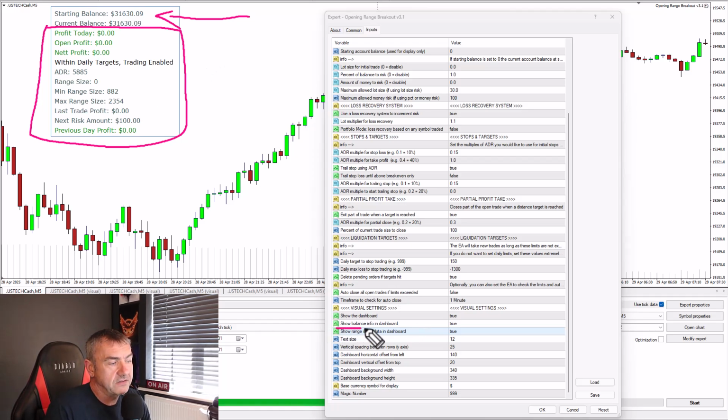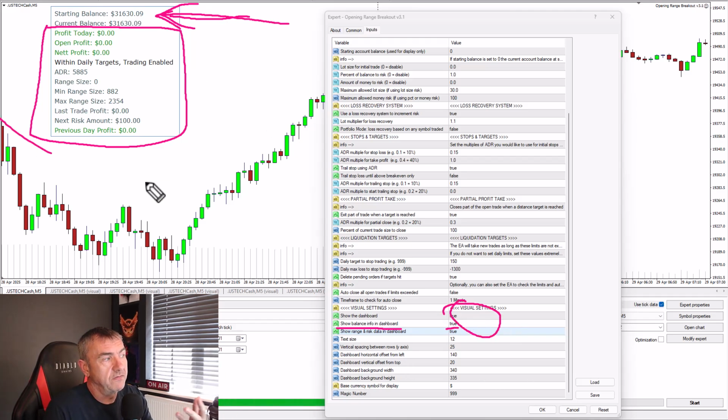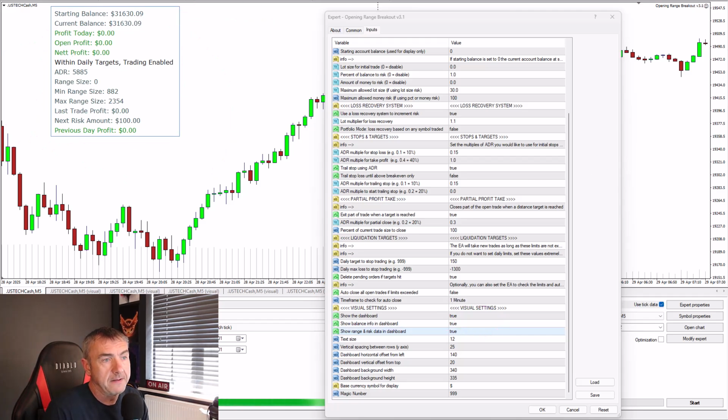The reason we have this show balance info in dashboard as a separate input is if you're in a coffee shop, for example, and you're trading and you don't want people to see what your actual account balance is, you can hide that away. If you're streaming, for example, and you're using the EA, you can hide that away. But all the other information is there. So really it's a case of, do you want information shown or not? If you like clean charts, you might want to get that taken away.